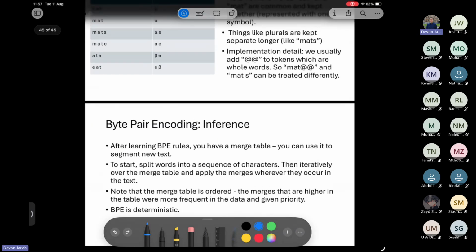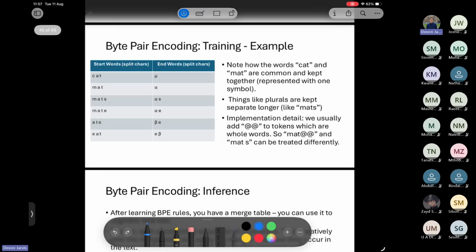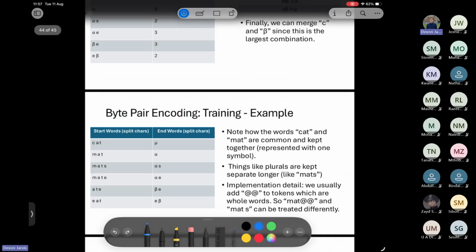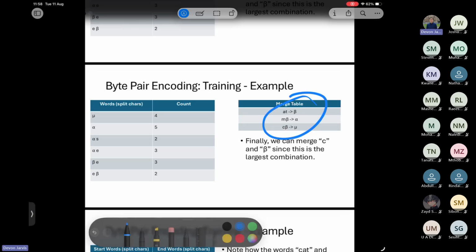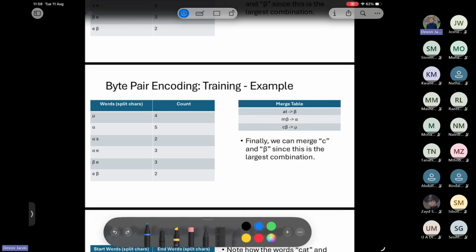Then lastly, for inference, what are we going to do? We've trained the model, so we have our merge table and all the different vocabulary we can handle. And so now we're going to go down this merge table, and when I get the new text, I split all of it by its letters. Every time I see an A and a T, I replace it with beta. Then I go back to the top of my corpus, and every time I see an M and a beta, I replace it with alpha. Every time I see C and beta, I replace it with the mu. And I can then handle completely new text every single time.